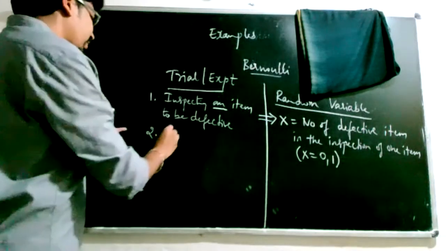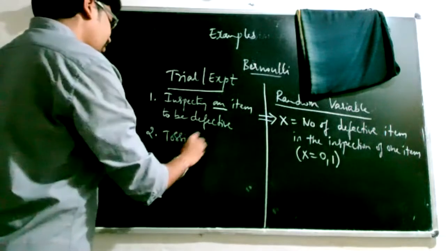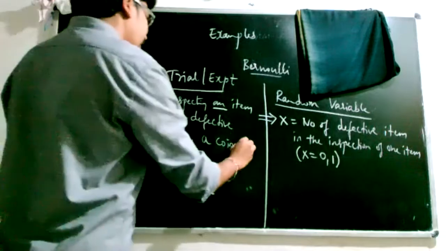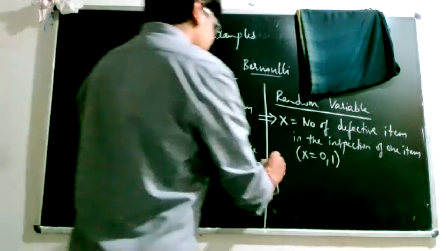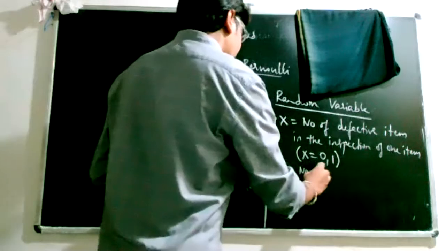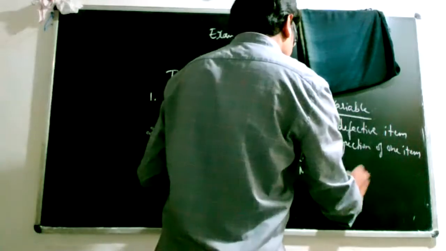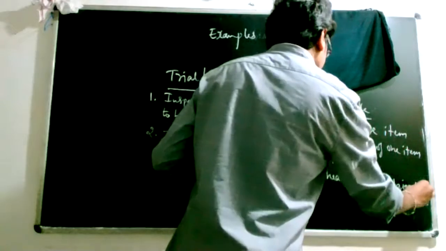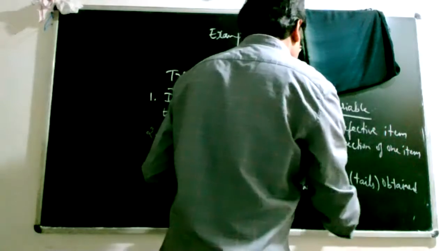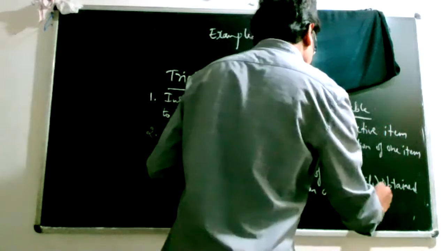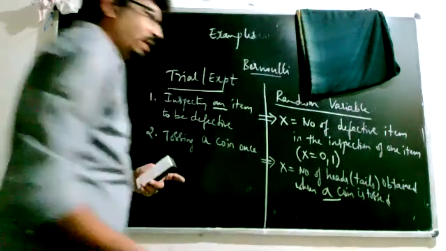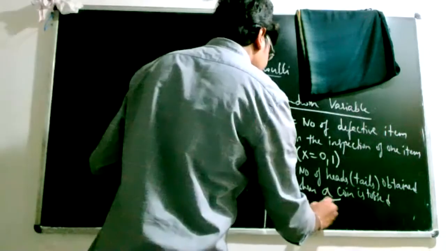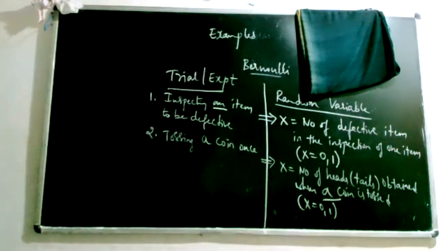Similarly, the second example could be tossing a coin once. I can define X as number of heads, or you could also define it as number of tails obtained when a coin is tossed. Since the coin toss is done one time, I could get either 1 head or 0 heads. So again X is equal to 0, 1.